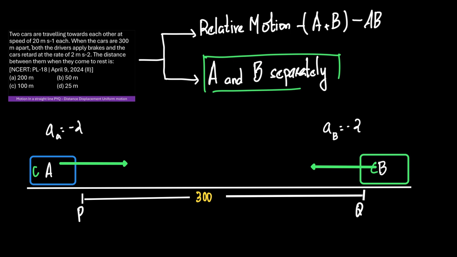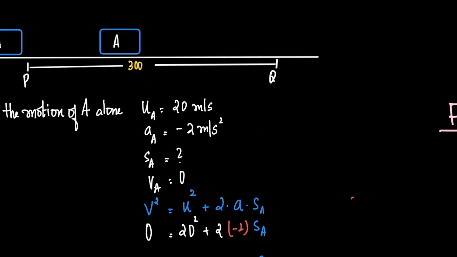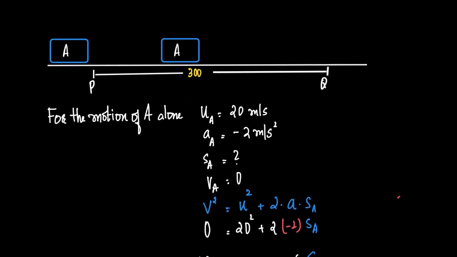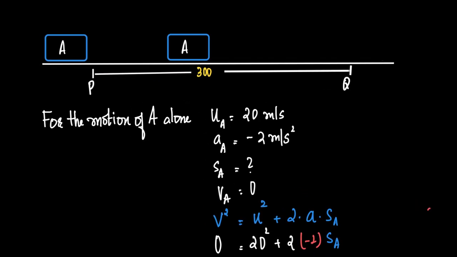Now let's see the motion of A alone. So when we have motion of A alone, we have car A coming with a speed of 20 meter per second, decelerating at a pace minus 2 meter per second square, right? And finally this car comes to rest. So initial velocity is 20, acceleration is minus 2, final velocity is 0.